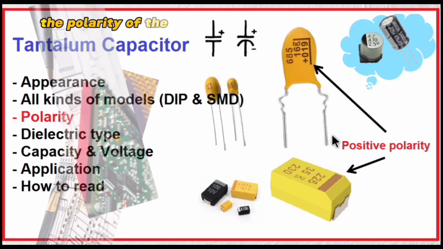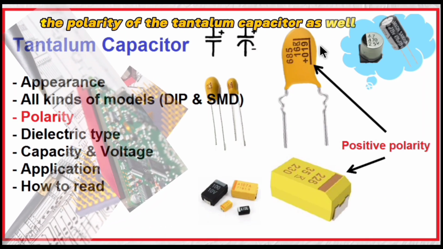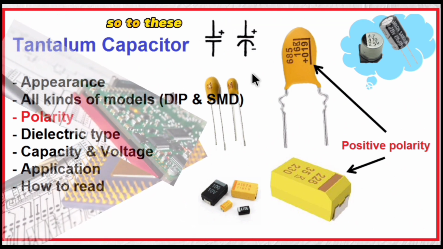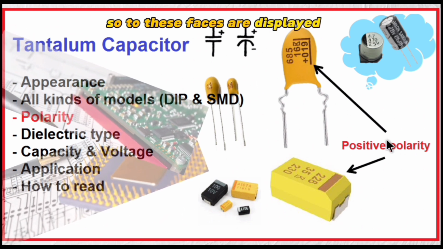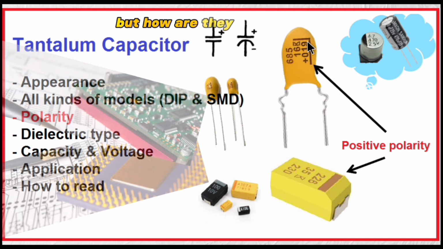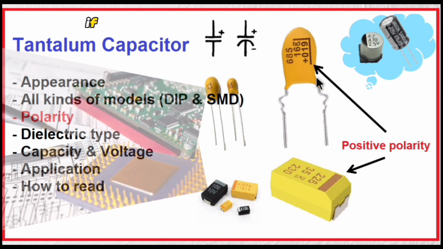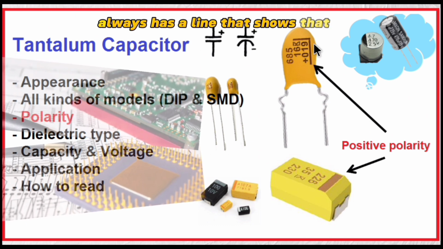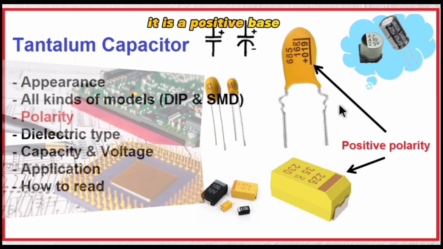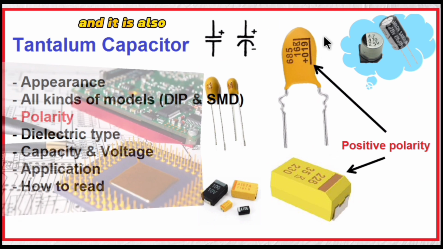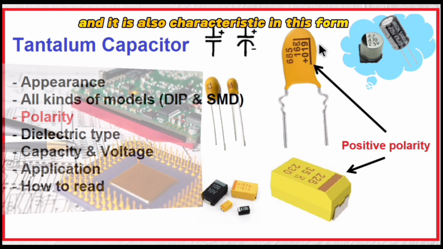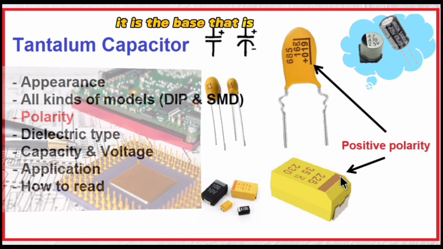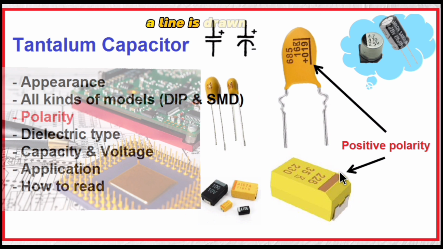The polarity of the tantalum capacitor, as we said, means that they have a positive and negative base. So these faces are displayed. But how are they recognized? If it is a dip model, the positive base always has a line that shows that it is the positive base, and it is also characteristic in this form. If it is an SMD model, it is the base that is positive. A line is drawn on it.